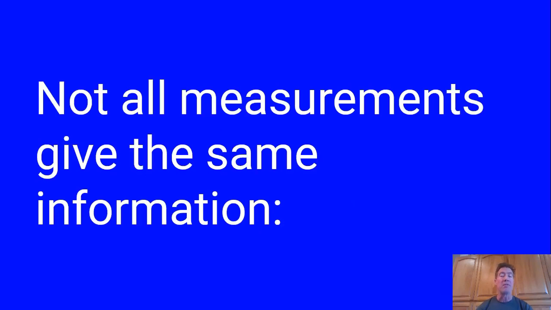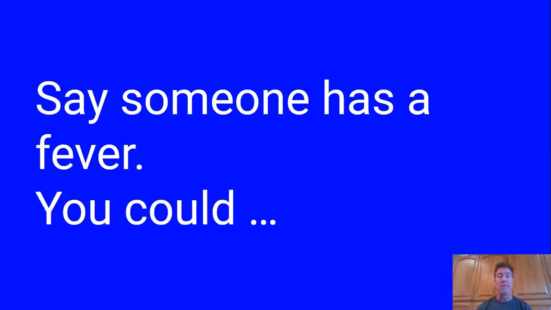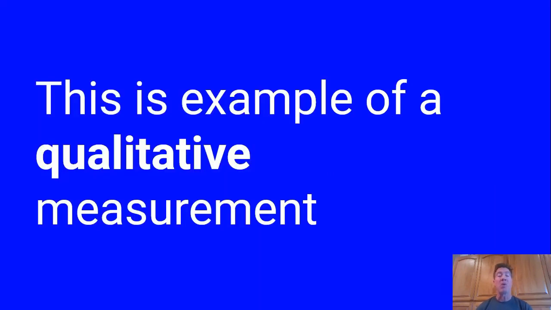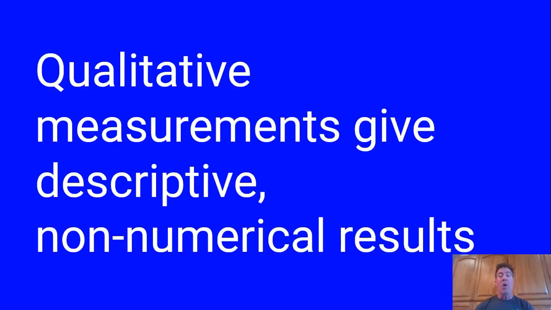Not all measurements give the same information. Say someone has a fever. You could put your hand on her head and say, yeah, she feels warm, she feels feverish. This would be an example of a qualitative measurement. This is a measurement that doesn't involve any numbers, but it simply says, oh yeah, her forehead feels hot when it normally feels normal. So qualitative measurements give descriptive, non-numerical results. Hot, cold, tall.